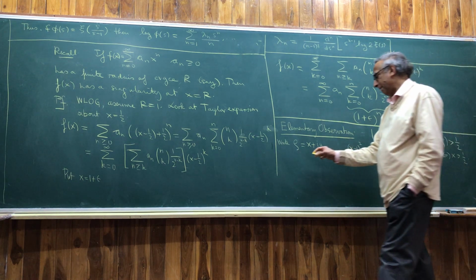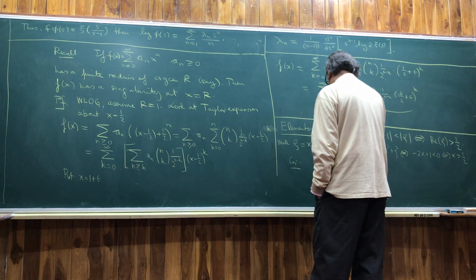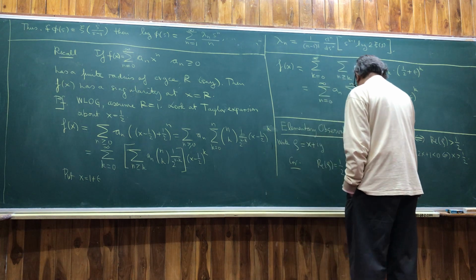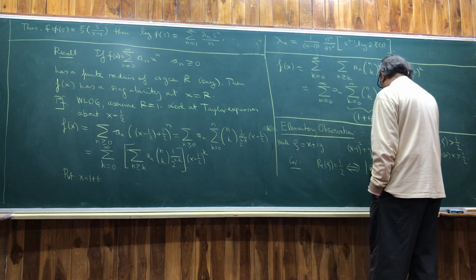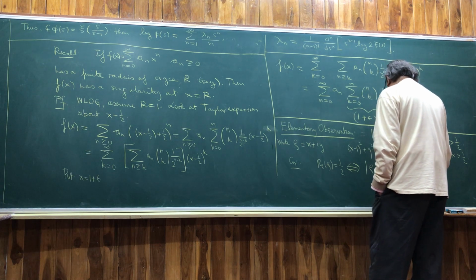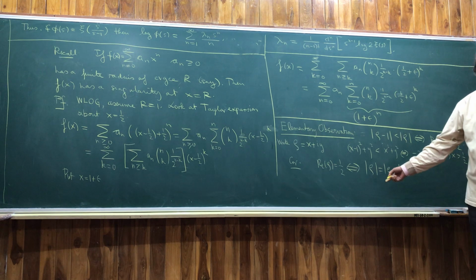So, corollary: the real part of rho equals a half if and only if the absolute value of rho is equal to the absolute value of rho minus 1. Okay, that's all there is to it. You can think of this in terms of distances in the complex plane. You can, but for the time being, this is fine.